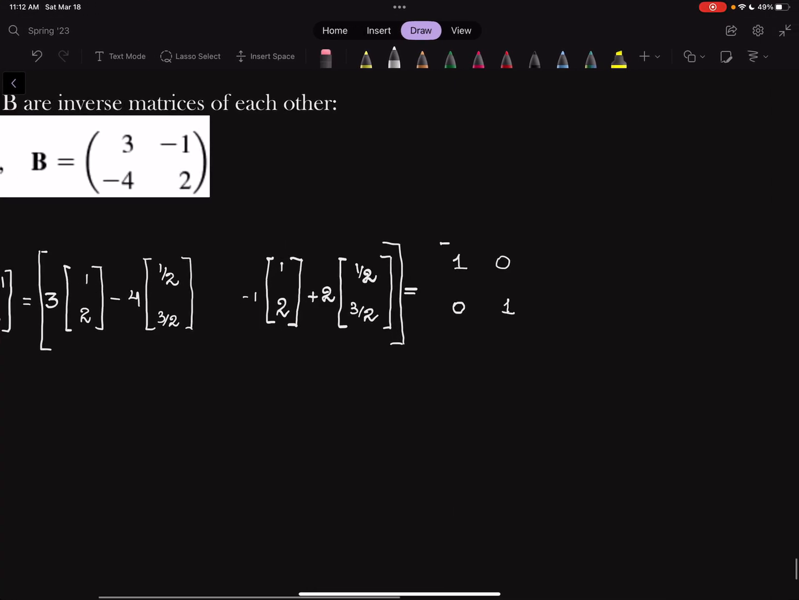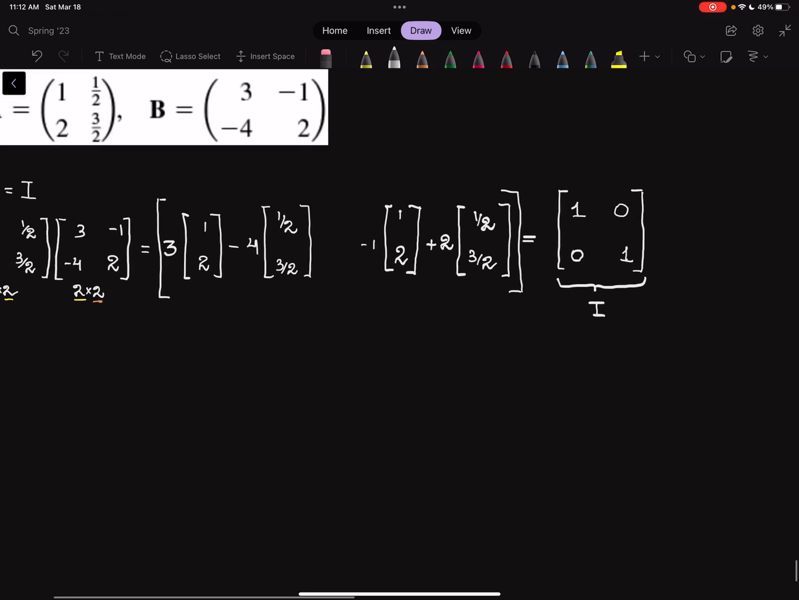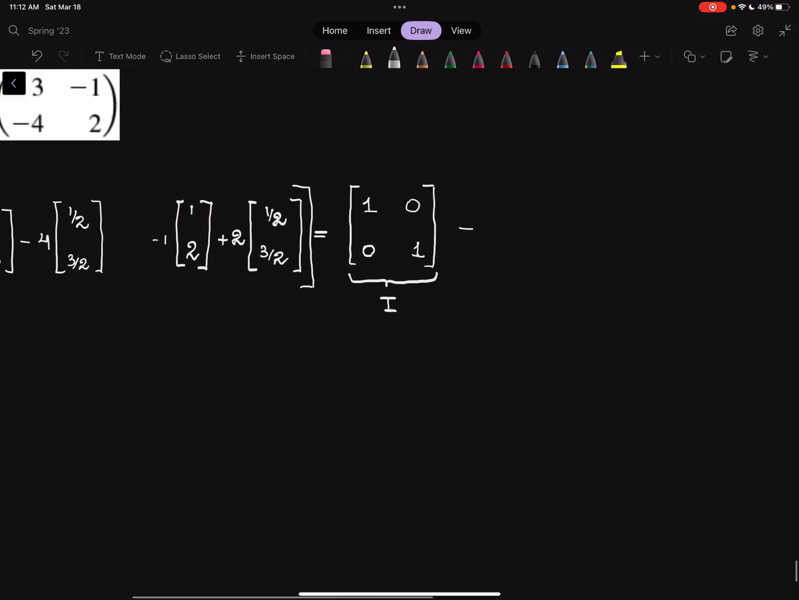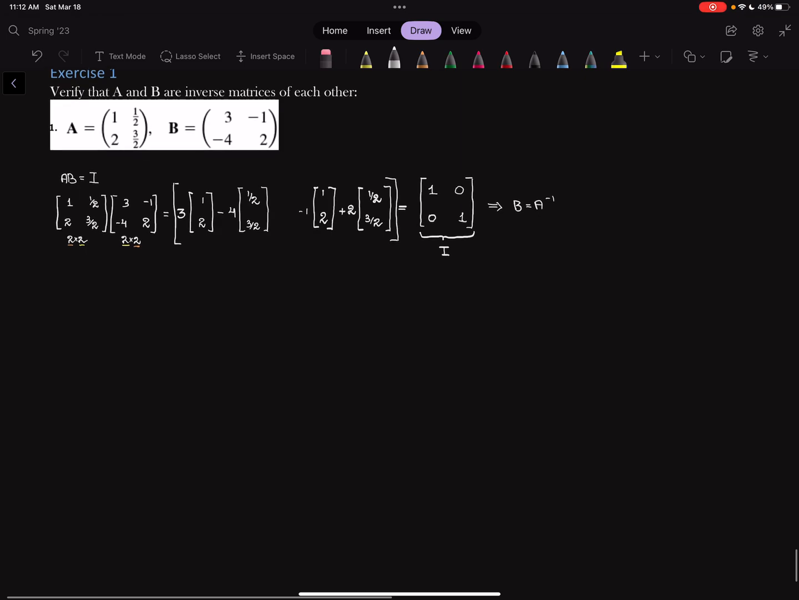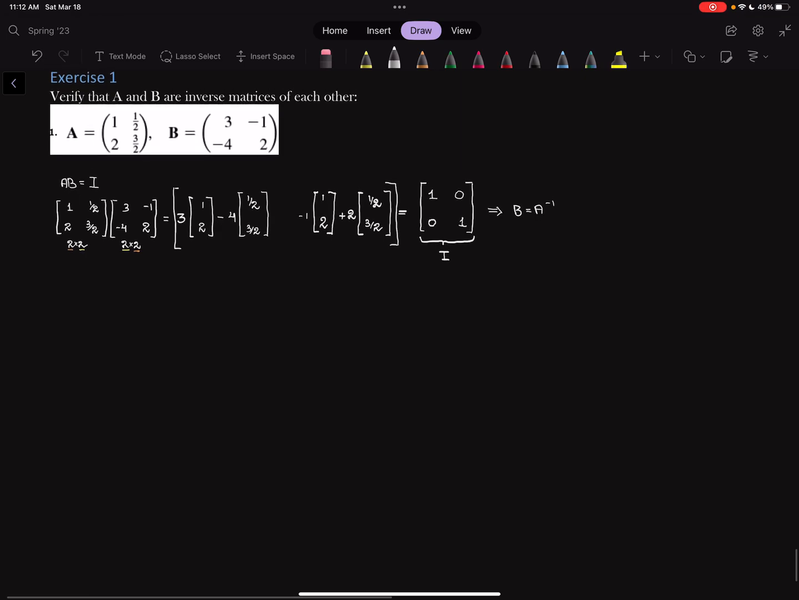We get the identity matrix, a 2 by 2 with the diagonal that is all 1s and all the other entries that are 0. This is our identity matrix, which means that B is equal to the inverse of A. Or you can say that A is equal to the inverse of B. They're inverses of each other. Okay, see you next time.